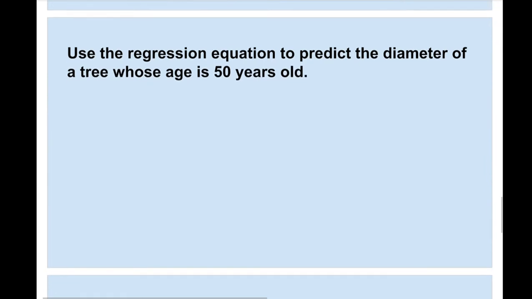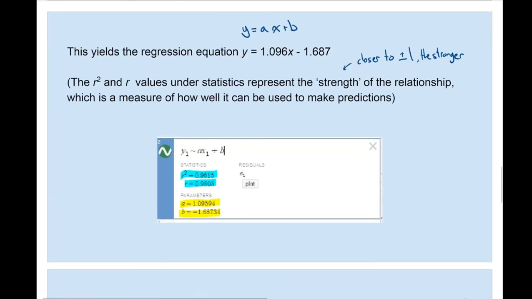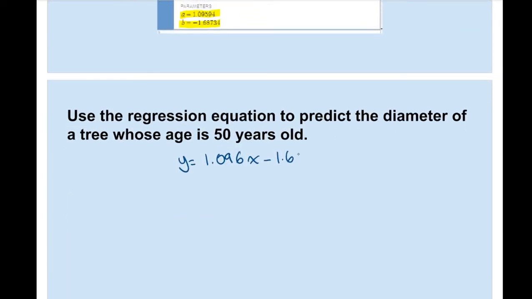What we can use that line for now, because we have a specific equation, rather than make an estimation by drawing a line up to our line from one axis and then over to the other, we can use the actual equation. So we can use the actual y equals 1.096x minus 1.687. You will have more decimals in Desmos, so again, if you need to round it to 2 decimal places, that's fine as well. Here we've rounded to 3.